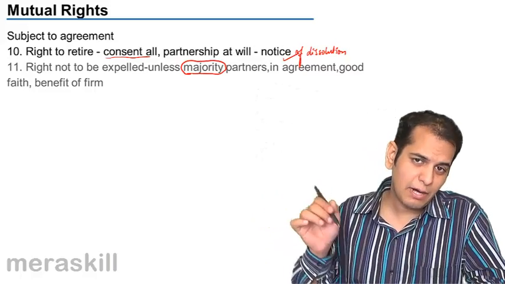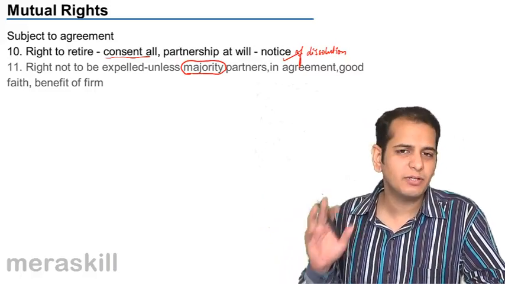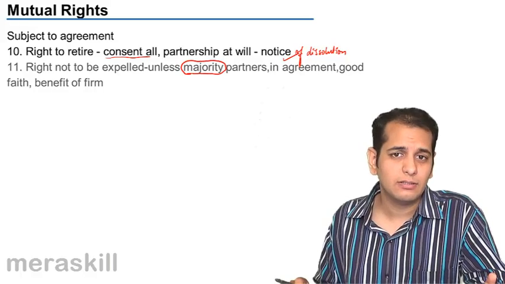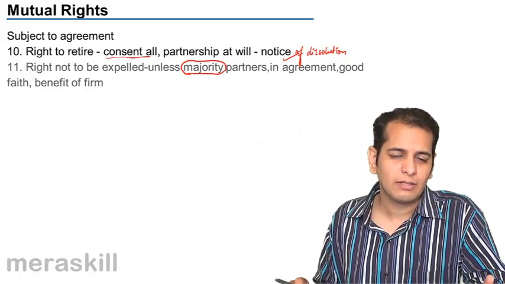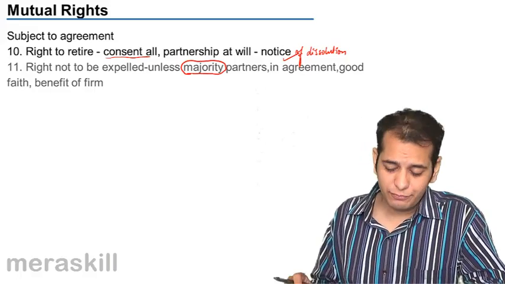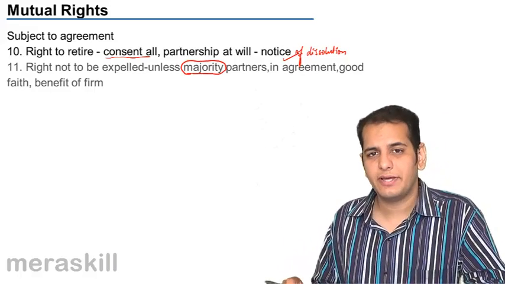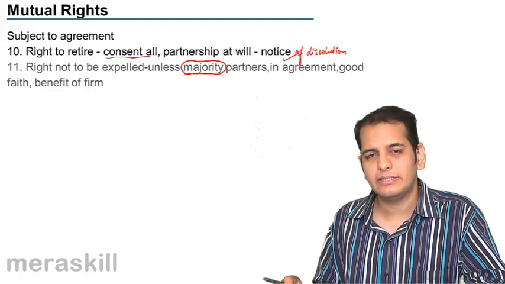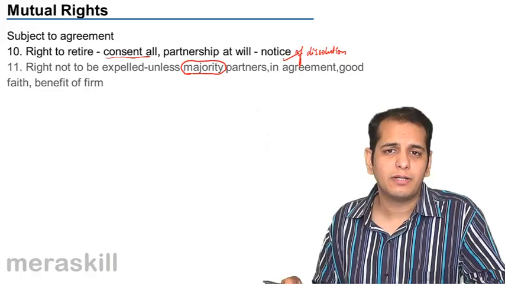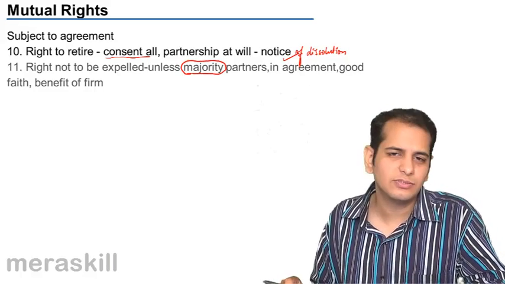And in the partnership deed, in the agreement of partnership, this clause should be there that other partners have the right to expel one partner. A partner can be expelled. If no such clause is there in the partnership deed, in the agreement, then the partner cannot be expelled. Again, the option that remains is to dissolve the firm.